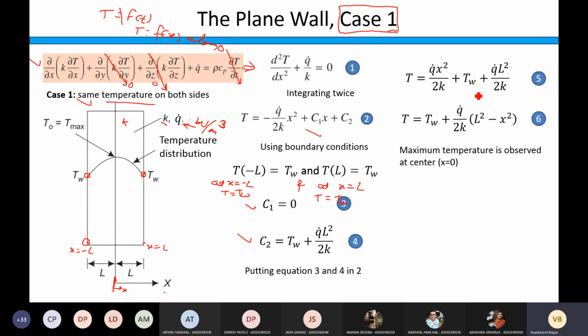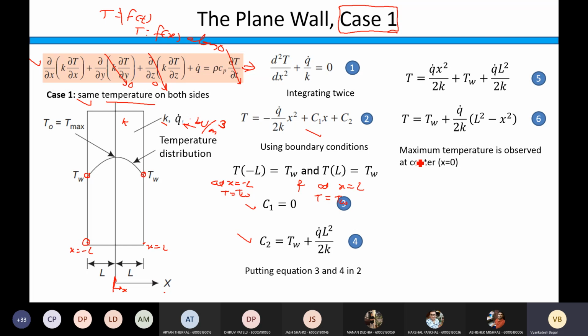Don't write all these equations. I am going to upload the slides. So temperature T will be equal to Tw plus this term, q dot by 2k (L square minus x square). So this is our equation 6, right? This equation will give you the temperature distribution along the length of your slab. Remember, this x is measured from the center.